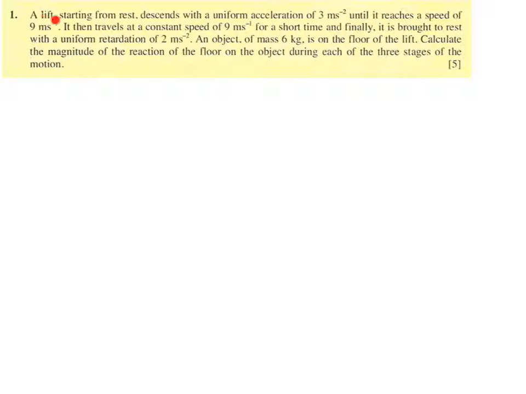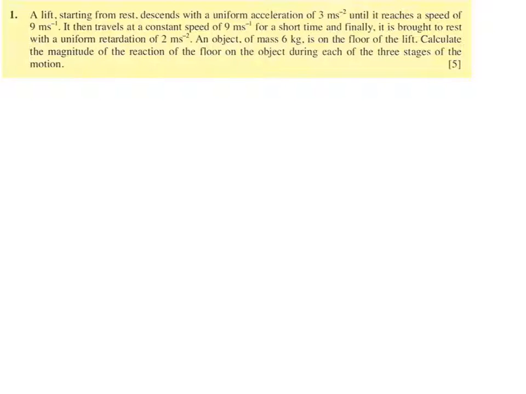Okay, so we've got a lift, starts from rest, descends with uniform acceleration. Okay, that's the important bit. Don't worry too much about this starting from rest until it reaches a speed of 9 meters per second, then travels with a constant speed. That's the important bit. Speed's constant. If speed's constant, it's not accelerating, it's not decelerating. For a short time, don't need to know about that, it's brought to rest with a uniform retardation of 2 meters per second squared. So that means it starts slowing down, so it decelerates. Okay, an object of 6 kilograms is on the floor of the lift. Calculate the magnitude of the reaction of the floor on the object in these 3 stages.